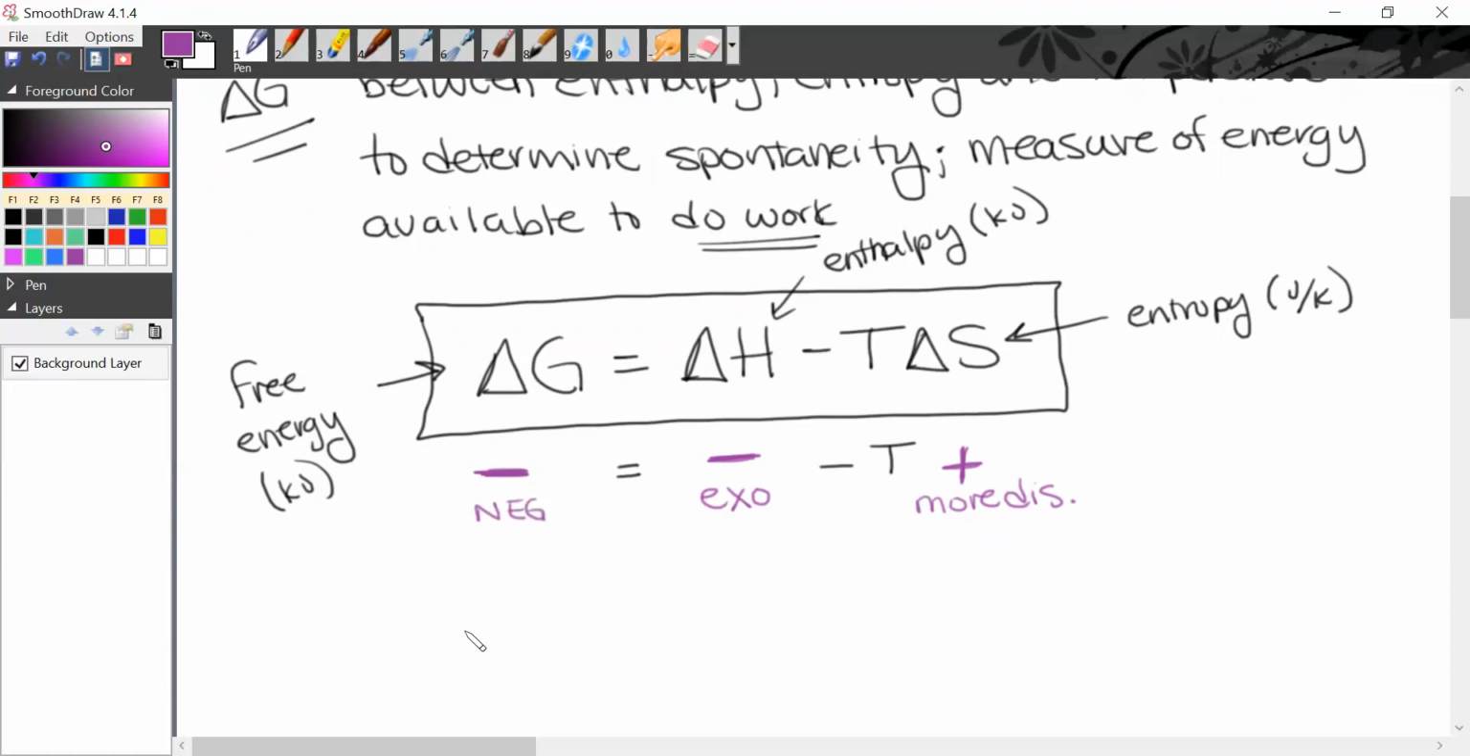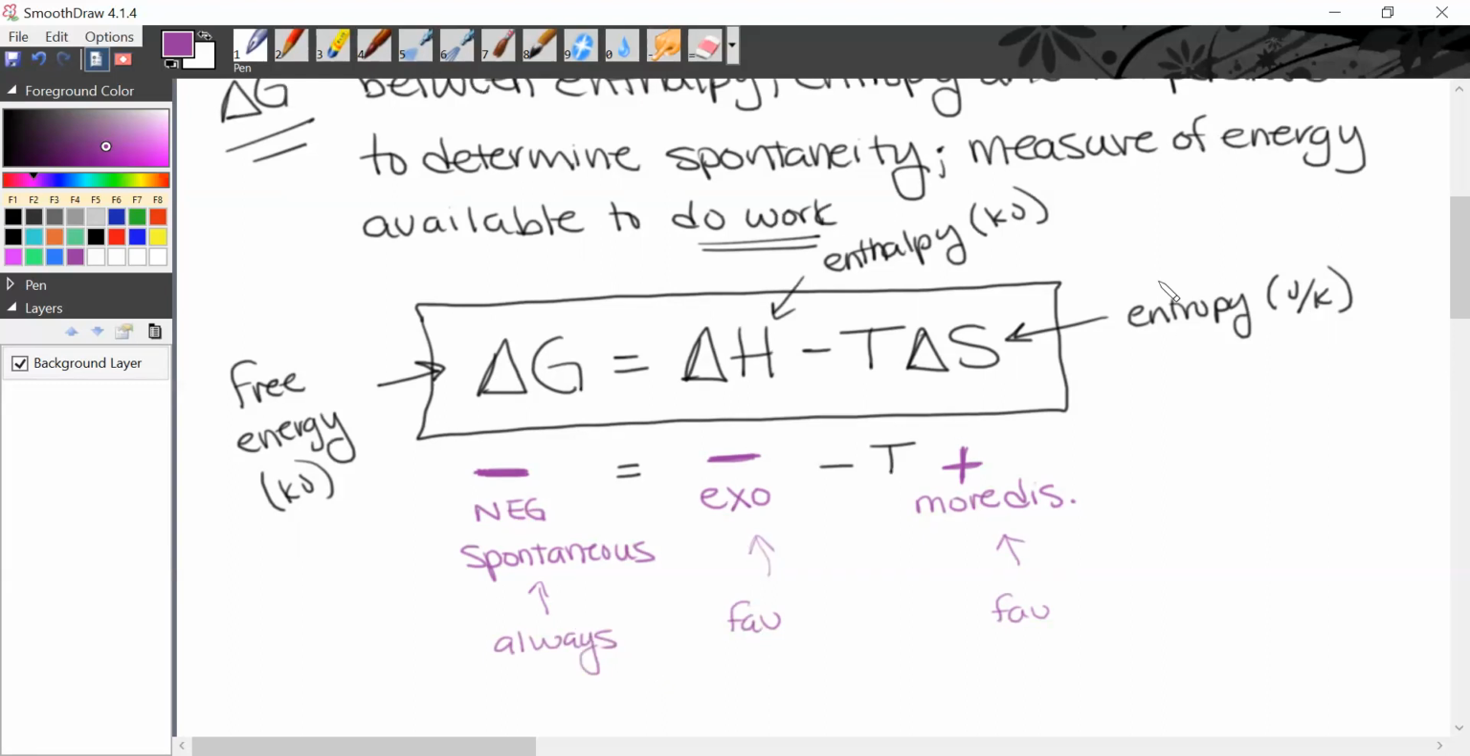If you get a negative delta G, that means the reaction is spontaneous. And that makes sense, right? A negative delta G being spontaneous makes sense because, look, exothermic, that's favorable. More disorder, that's favorable. If I have two favorable conditions, nothing's going to prevent that reaction from happening spontaneously, right? It will always be spontaneous, okay?